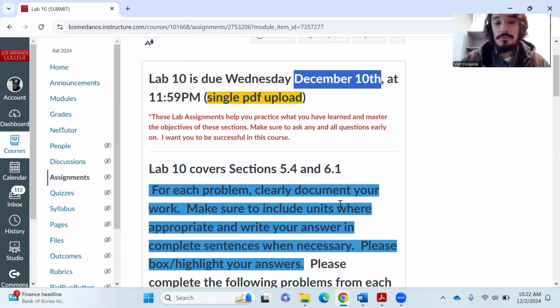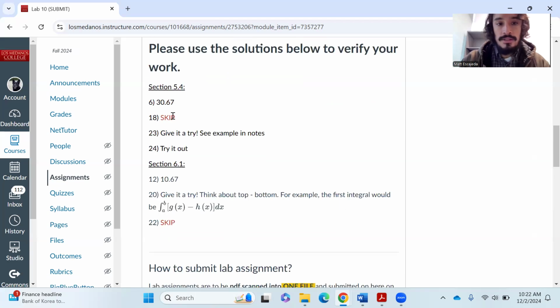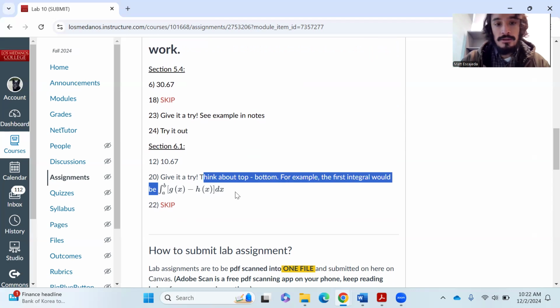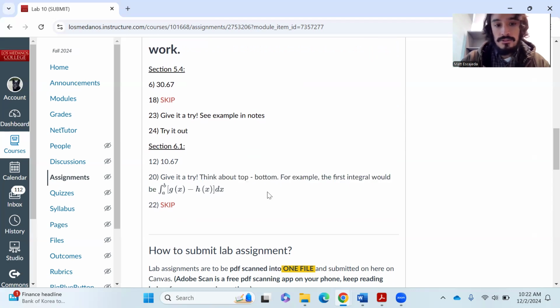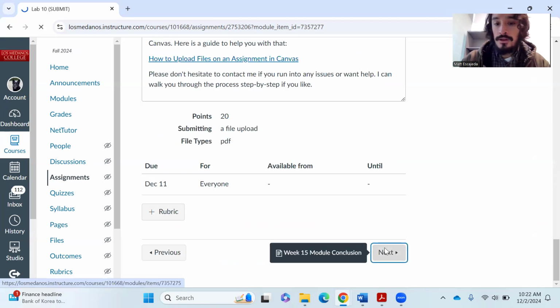Covers 5.4 and 6.1. And you can skip a couple problems, like you skip number 18 for 5.4, skip number 22 for 6.1. For 23 and 24, give it a try. Just doesn't hurt trying it out, see if you can get it right. And then for 20, give it a try as well. Here's a little hint, think about top minus bottom. Here's like the first part of that answer. But other than that, that's our last lab. Make sure to get that done before the final.